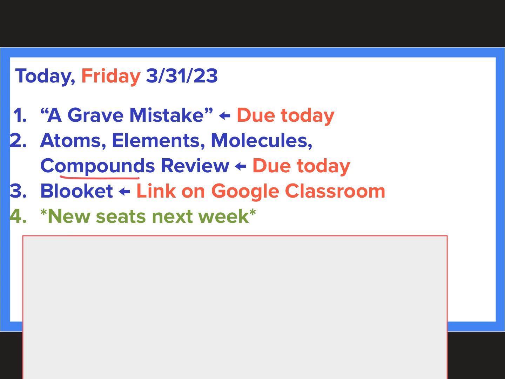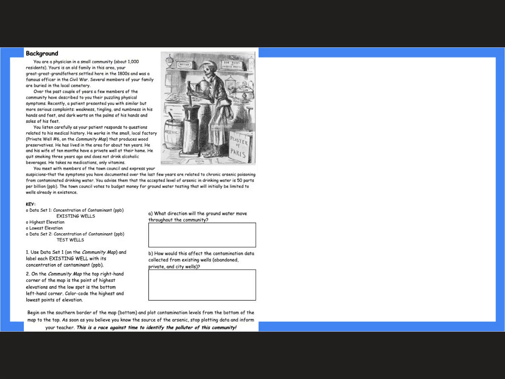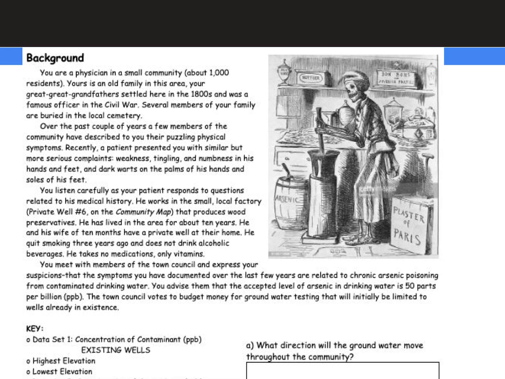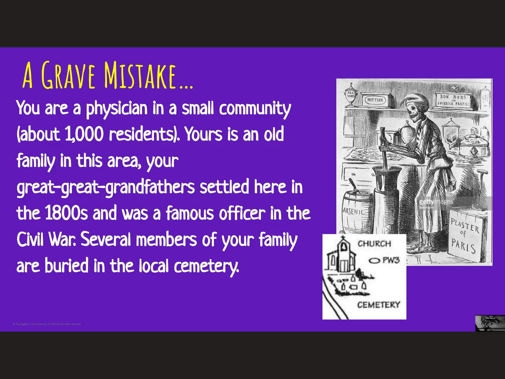All right, so let's start. Here's the scenario. And instead of you reading this, I'm going to read it to you, so we all are on the same page about this. Okay? You ready? So this is called a grave mistake. I forgot, you're also given a map. What I'm going to be talking about is happening at this town.